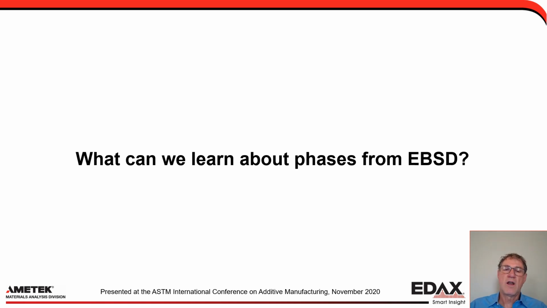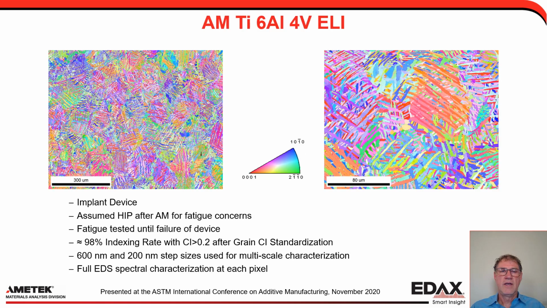So what else can we learn out of a material, especially in terms of phases? This is a nice sample of Ti-64 that we received. It's an implant device, and we took a look at it. We got a very good indexing rate on it, and we've used different step sizes to look at the microstructure at different scales. We've also done full EDS spectral characterization at each point within the map, but I won't focus on that much.